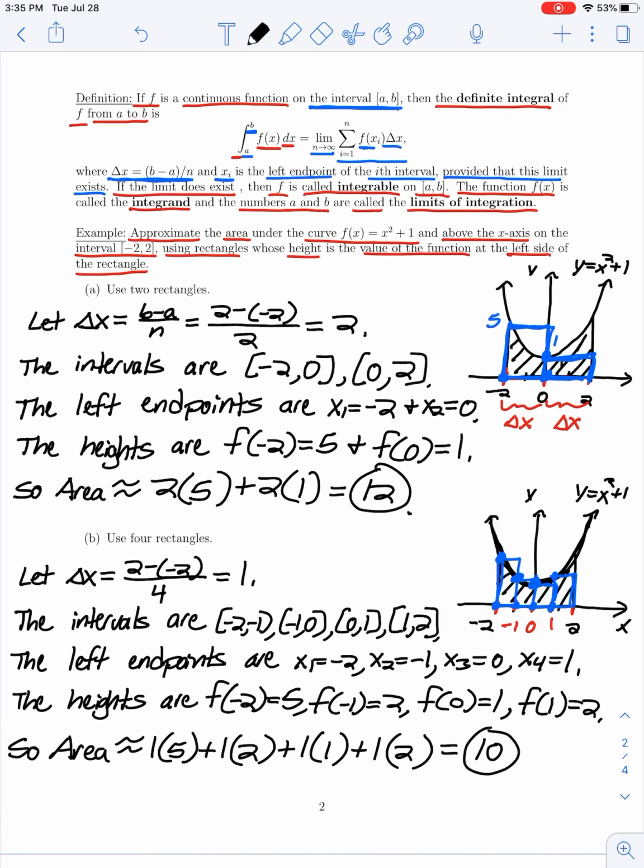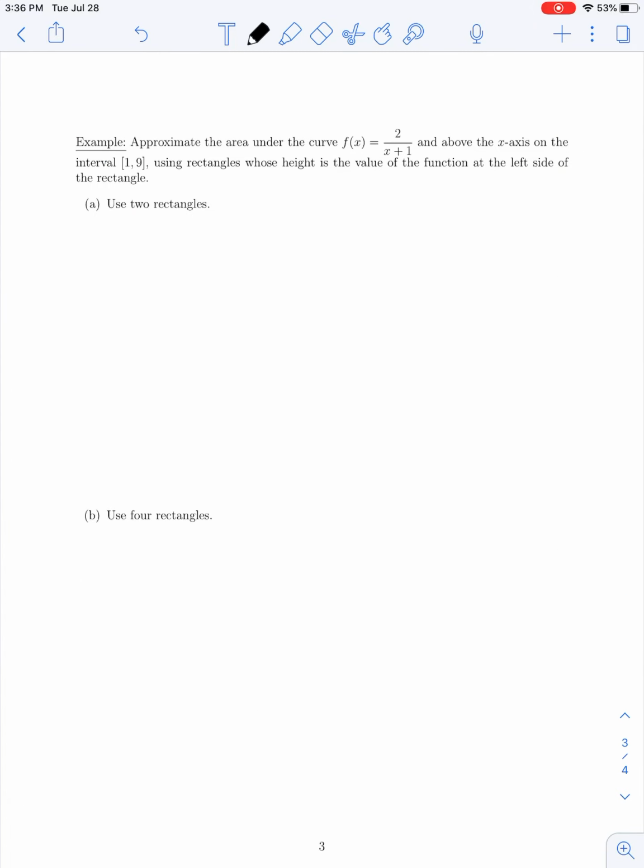Now, it can be shown, as we'll see a little bit later in this chapter, that the actual area is 9.3 repeating. So here, just a little note, the true area is equal to 28 thirds, which is 9.3 repeating. So we see that in our second part of this example, by using more rectangles, we got a better approximation of the true area than we did in part A. So let's look at some other ones, get a little more practice with this.